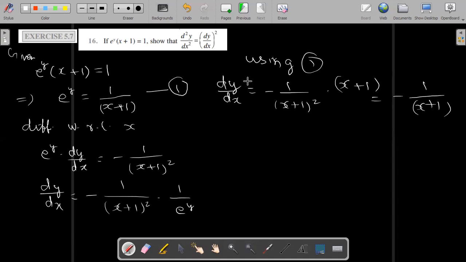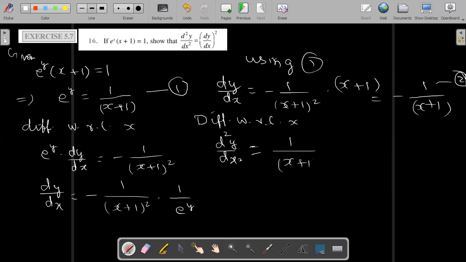Now find again the second derivative. So differentiate with respect to x. Again differentiate with respect to x. We get the second order derivative d2y by dx square. This is the first order derivative, equation number 2 you can say. And d2y by dx square is equal to, I told you that this minus and minus will become plus, and this differential will be 1 upon (x plus 1) the whole square.